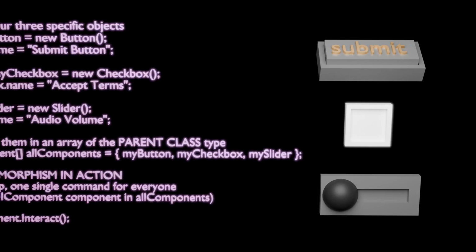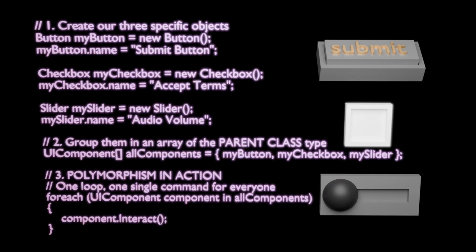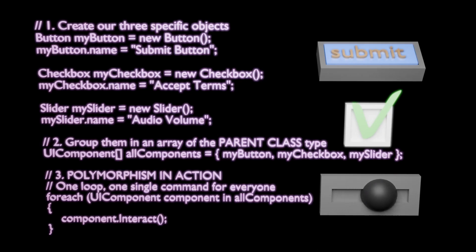And here is the real magic. We put our three physical objects into a single list. Now we create a loop that goes through each element in the list and issues a single generic command to all of them: component.interact. Look what happens. The button receives the command and pushes down. The checkbox receives the exact same command and makes the checkmark appear. The slider hears the command and slides. We don't have to worry about specifying the action for each one. The object knows perfectly well who it is and how it should react.